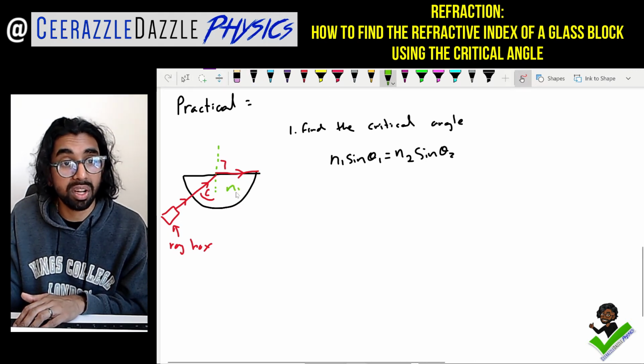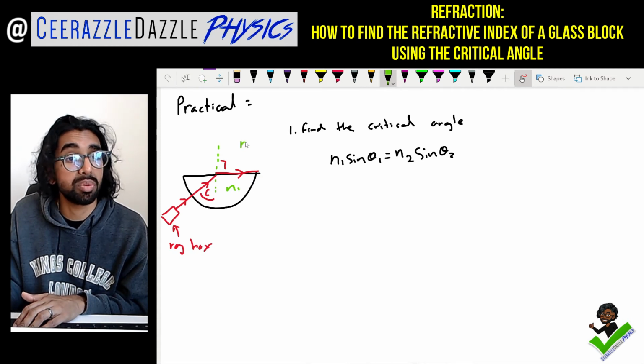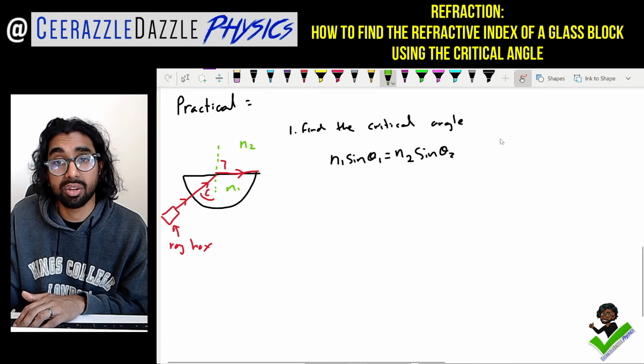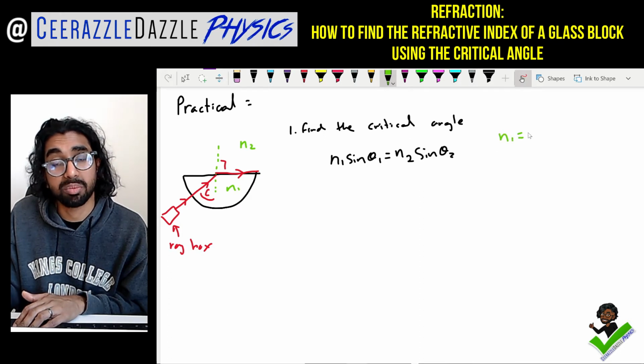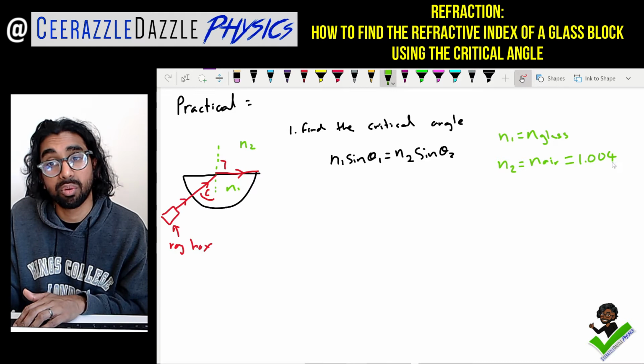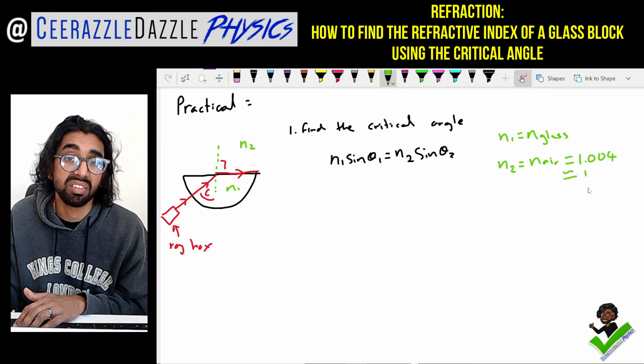So this is N1 because we're traveling in this one first, and obviously this one is N2. Don't forget, N1 is glass. So N1, we're going to say that's going to be the refractive index of glass. And the next one, N2, is going to be obviously the refractive index of air. The refractive index of air, guys, is equal to 1.004, or we're going to take it as approximately equal to 1 today.